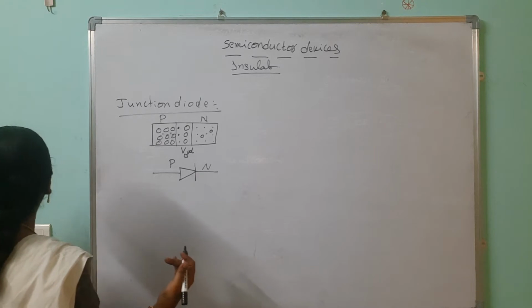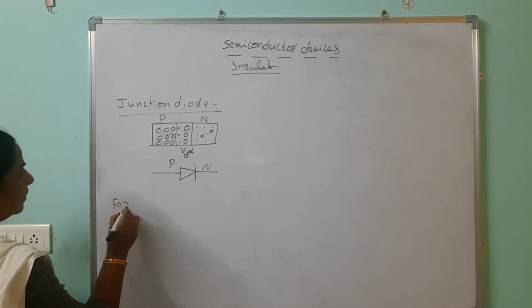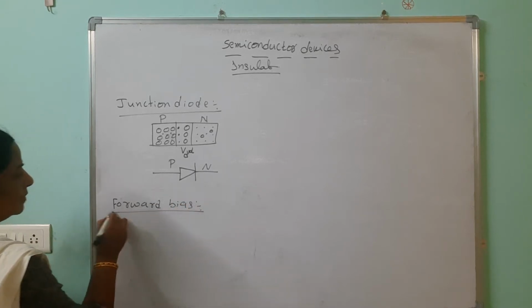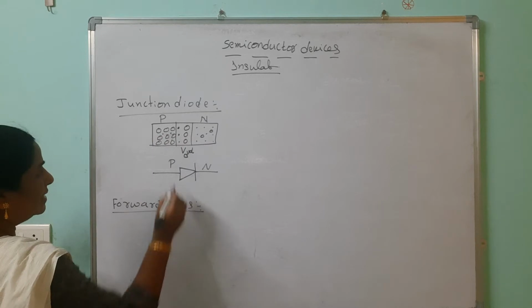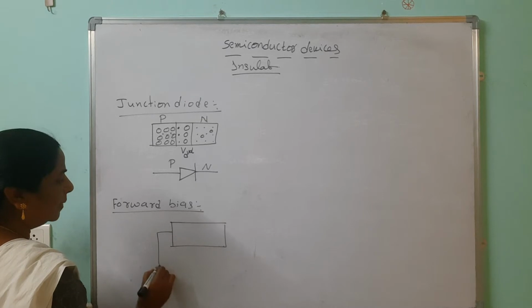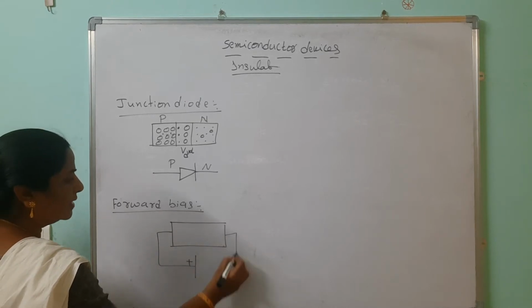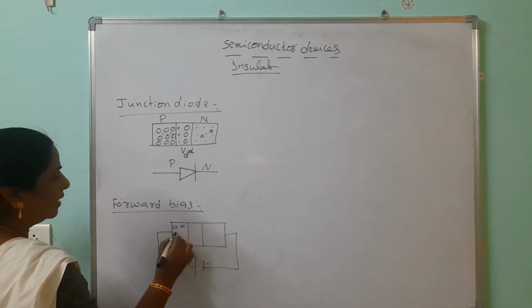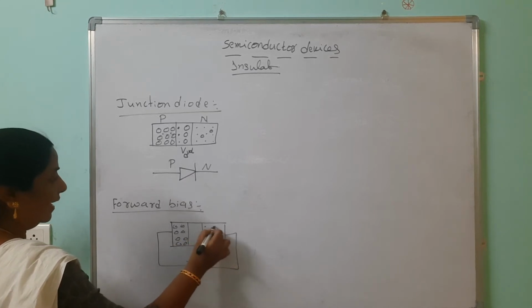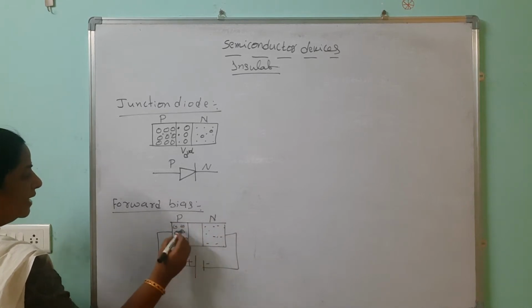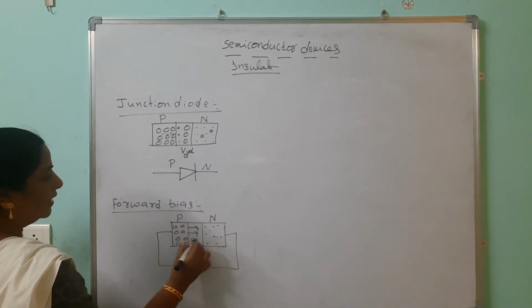Now we are going to discuss what is forward bias and what is reverse bias. It is very easy. Here P is connected to the positive of the battery, and N is connected to the negative of the battery. Then what happens? All holes are repelled by the positive charge and overcome this depletion layer. These are entering the entire material. Then the depletion layer width decreases.